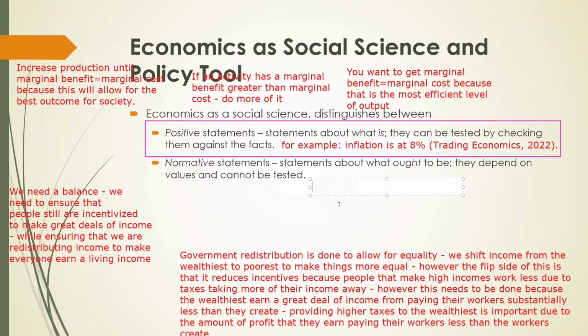And then normative statements are statements about what ought to be. They depend on values and cannot be tested. So you could say inflation is bad for the economy. So that would be a normative statement. It's a statement that you really can't test. There's good and bad parts of inflation. Some inflation is good for the most part. Like 2% inflation is very good for the economy. Low inflation is good for the economy, but very high inflation, like 8%, is not good for our economy. But it's very hard to test this. You're not comparing it to anything else. When you say economy here, you're not referring to anything specific. You're not referring to GDP, unemployment, etc. So it's very difficult to test. So positive statements are usually backed up by statistics. Normative statements, usually you can't test.